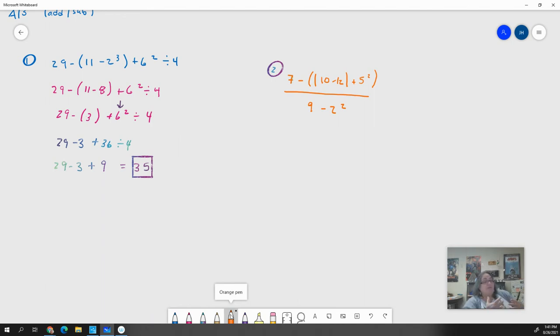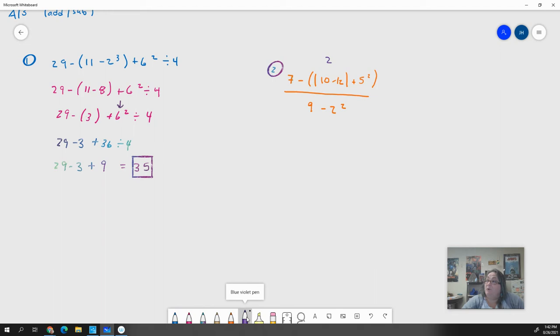So before I told you that when we're dealing with groupings, when we're dealing with parentheses, we go to the innermost grouping first. And here I have these parentheses, but I have a grouping within that parentheses, right? So I'm going to look at this part first, this 10 minus 12 and the absolute value. So 10 minus 12 is negative 2, but the absolute value of negative 2 is just 2. So if I'm looking just at this absolute value, I get 2.